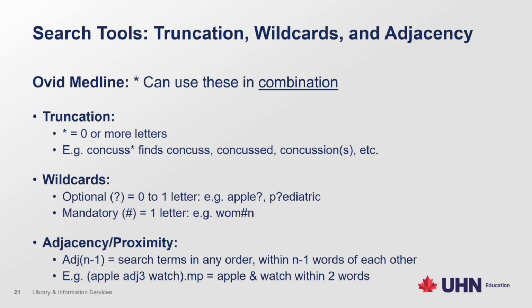Adjacency is also a really powerful tool because it can search for terms in any order within a specified number of words between. For example, the search Apple adj3 watch is going to pick up Apple Watch, which is right beside each other, or a sentence that says Apple or Samsung Watch. And that's because Apple is within 2 words of watch.